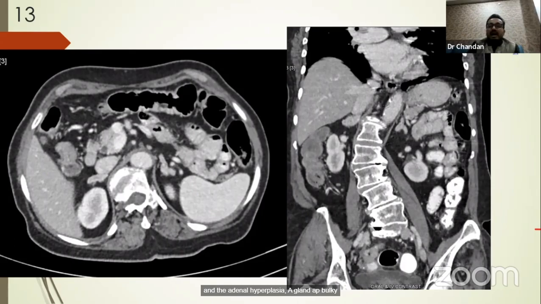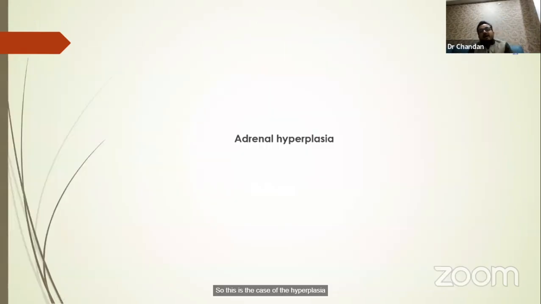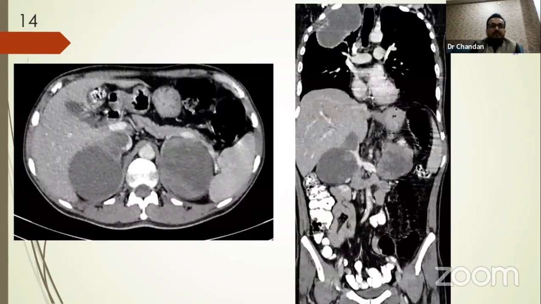In adrenal hyperplasia, the adrenal gland appears bulky while maintaining its normal shape. This is the important feature. So this is the case of adrenal hyperplasia, and the causes of adrenal hyperplasia should be remembered, all these things. And this is another important case.